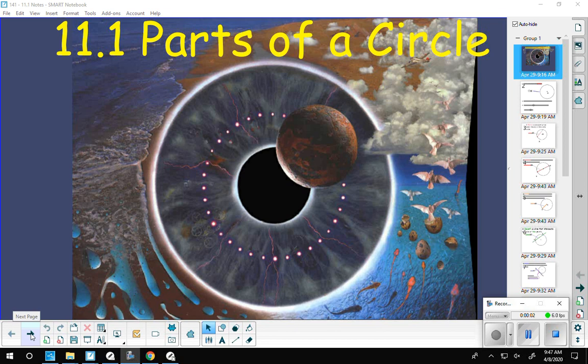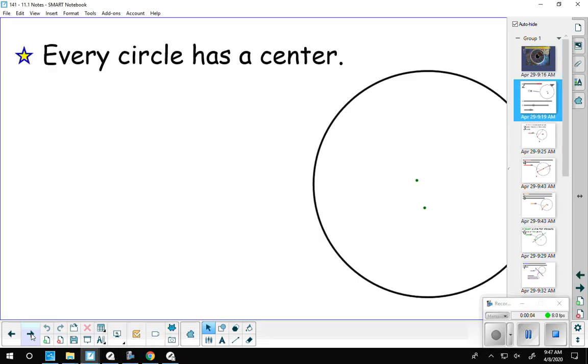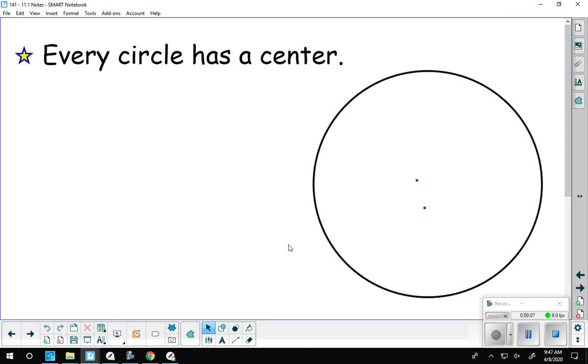Section 11.1, we're going to identify parts of a circle. So first of all, every circle has a center. That is not the center, neither is that. There's the center. Okay, so a couple different things. We're going to learn quite a bit of vocabulary today.